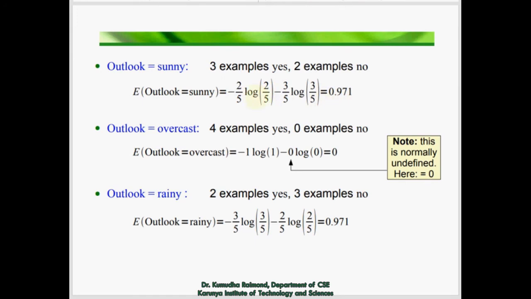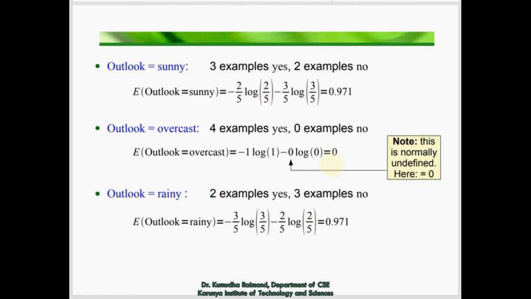This logarithm is not logarithm of base 10, it is logarithm of base 2. So in order to do this particular calculation in a much simpler way, what I can do is minus 2 by 5 into log to the base 10 of 2 by 5 divided by log of 2. Please remember, if I want to calculate log of base 2, I can calculate it as log to the base 10 of 2 by 5 divided by log of 2. So when I do this calculation, I will be getting 0.971.